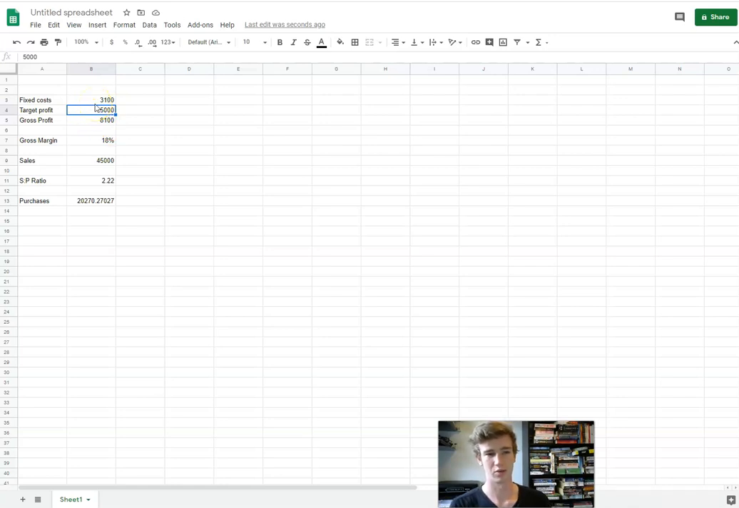If you're not sure what I mean by variable and fixed costs, you can Google them. In short, a fixed cost is something that doesn't change whether you sell one unit or whether you sell 500 or 10,000. Obviously, there's some that are in between. A variable cost is something that for each unit you sell, you incur that cost. So, for example, Amazon's fees, prep fees, they're all variable costs.